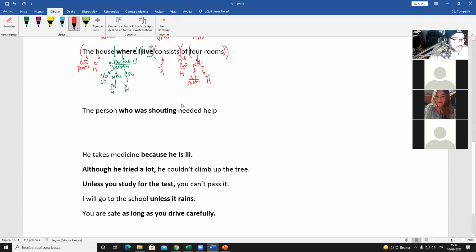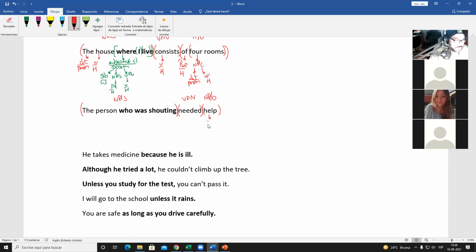The person who was shouting needed help. He, she needed help. Sí, no, era igual de fácil. Este es mi noun phrase subject. Esta es mi verb phrase verb. Needed what? Help. This is a noun phrase object.